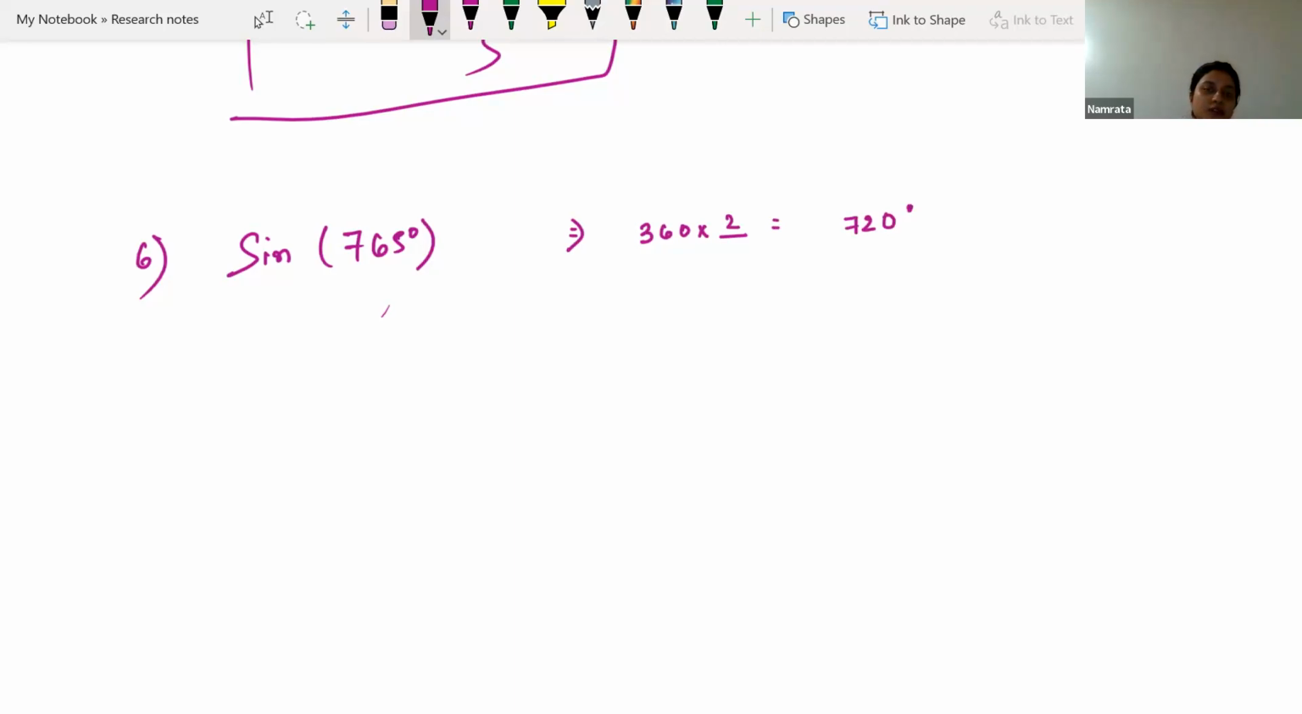How much is this 720 less than 765? Let me check. How much more is required? So 45 degrees more is required. Yes or no? So can we write this angle as sin of 2 into 360 plus 45? Can we break it like this?